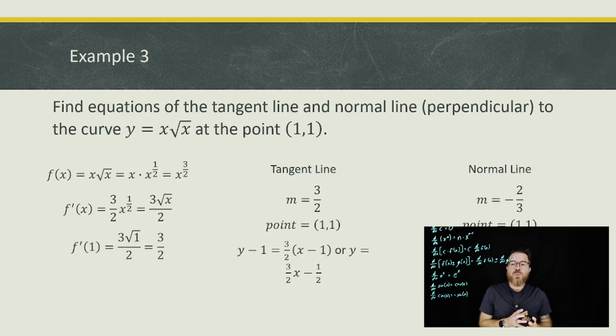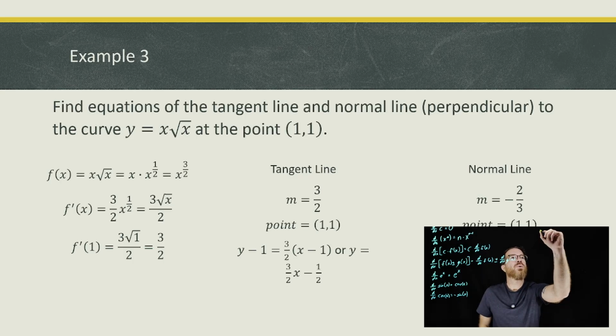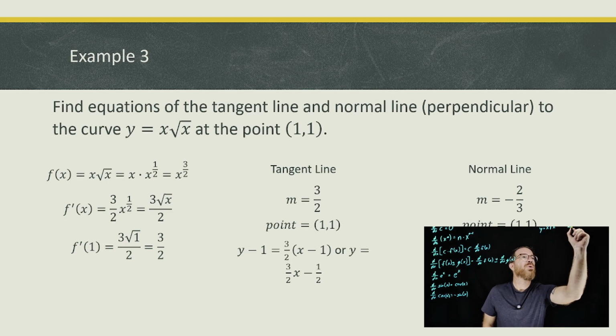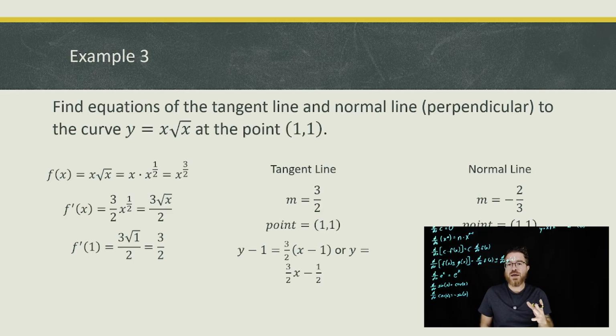For our next example, we're going to find the tangent line and the normal line, which is the line that's perpendicular to the curve y equals x square root of x at the point (1, 1). Because we're going to need some specific point to find the tangent line, right? The derivative tells us the instantaneous rate of change at any given point. To find a tangent line, we have to know what point we're finding the tangent at, and then from there we can figure out what the normal line is to it so that it's perpendicular.